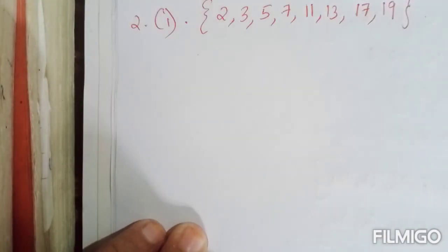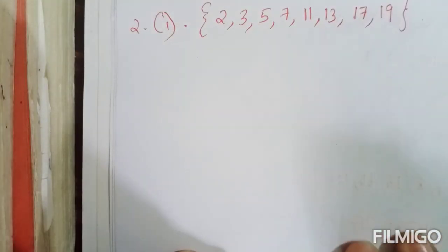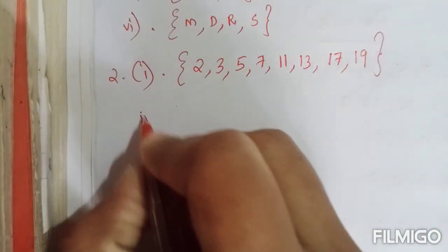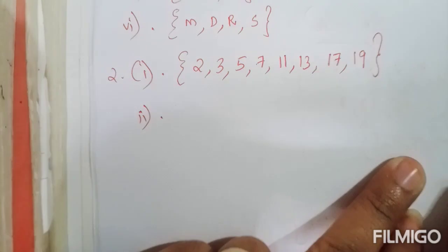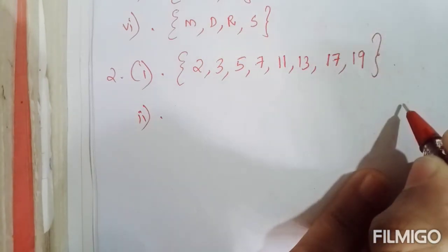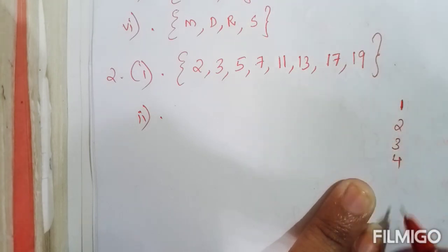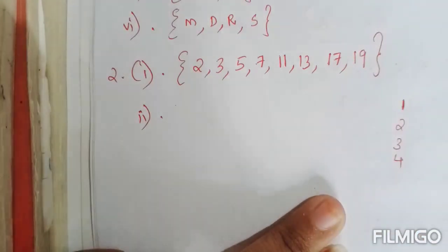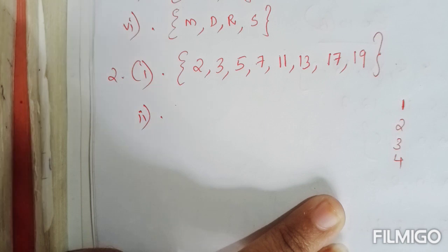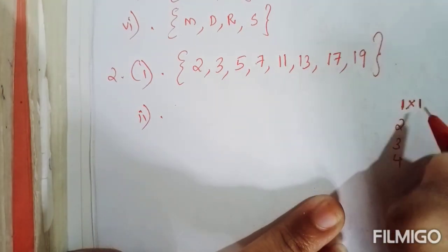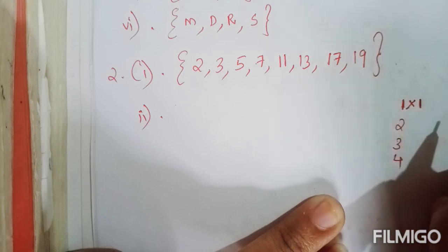In that second one, the squares of the first 4 natural numbers. So squares of first 4 natural numbers. First 4 natural numbers we know they are 1, 2, 3, 4. These are the first 4 natural numbers. Their squares we have to write in the set. So squares means if we multiply that number by itself we will get its square.